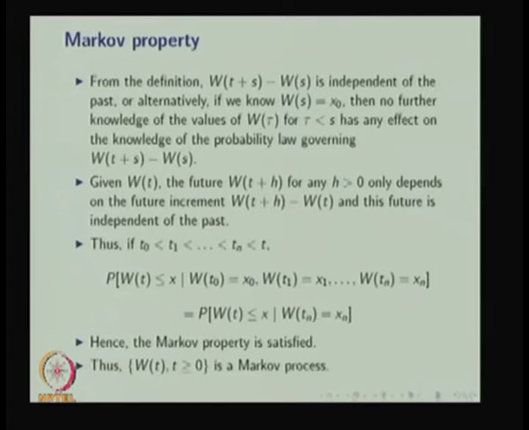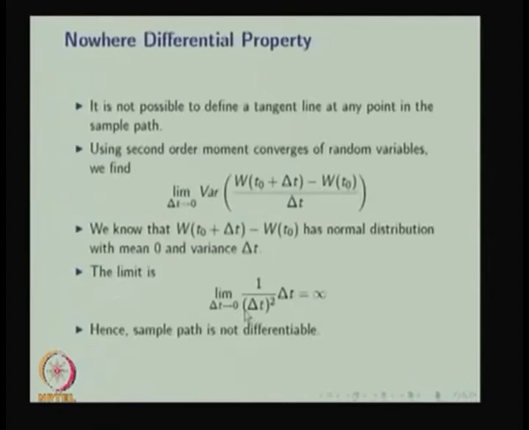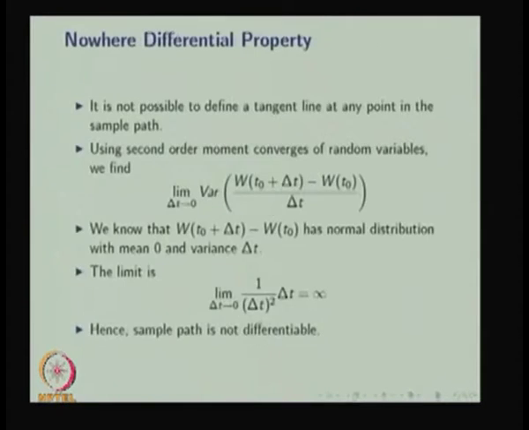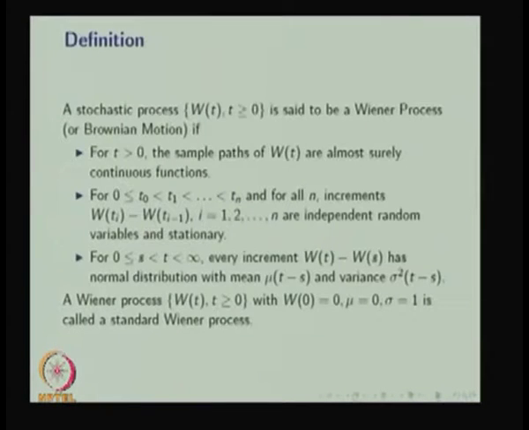The next property, a very important one, is the Markov property. You know the definition of the Markov property. So this is the definition of a Markov property. If any stochastic process satisfies the Markov property for arbitrary time points t0 to tn, which are less than t, if this condition is satisfied, then the stochastic process will be a Markov process.